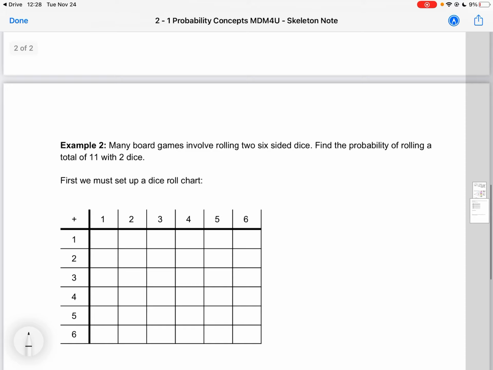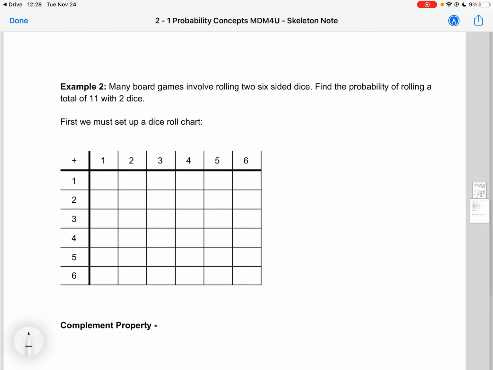The next example that we're going to look at is rolling dice. And many board games involve rolling 2 6-sided dice. We are going to find the probability of rolling a total of 11 with 2 dice. The first thing that we're going to do is set up a dice roll chart in order to help us count the total number of possibilities that we can get 11. So here, my first one, I can roll a 1 on my first dice and a 1 on the second, a 2 and a 1, a 3 and a 1, or a 4 and a 1, and I can keep filling them in here.